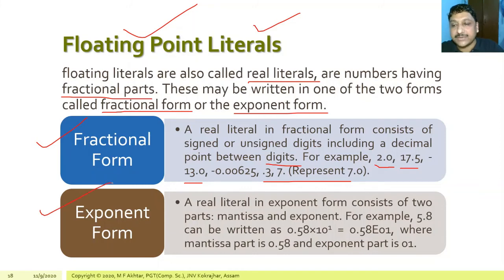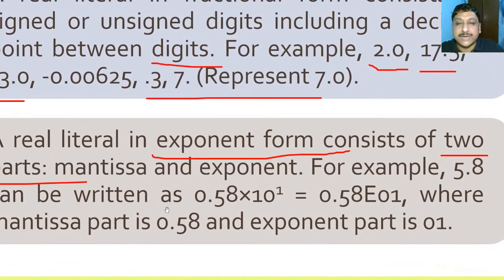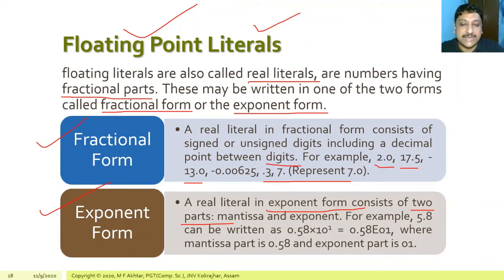Okay, then we can also represent the same number, the floating point number, in exponent form also. Here the floating point number is written in exponent form. Which form? Exponent form, and it contains two parts, mantissa and exponent. What are those parts? Mantissa and exponent. For example, 5.8 can be written 5.8. This number is in fractional form. Now this number can also be represented as exponent form like this.